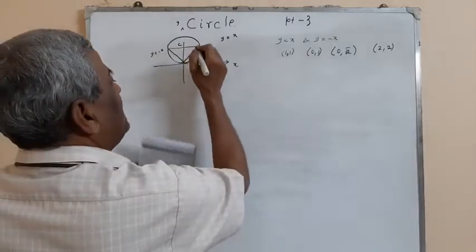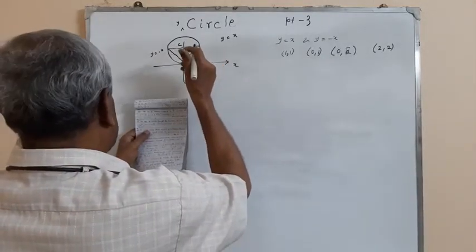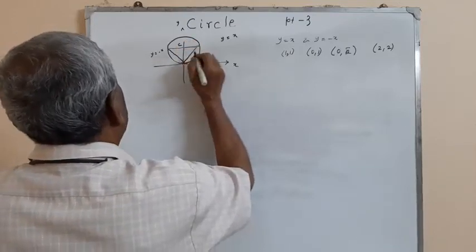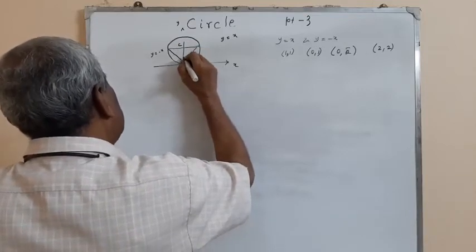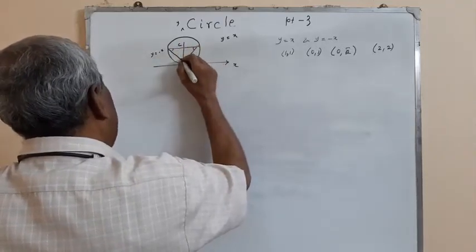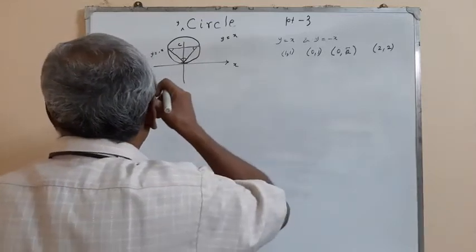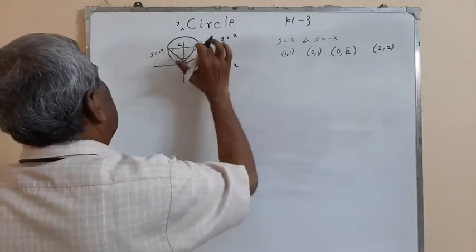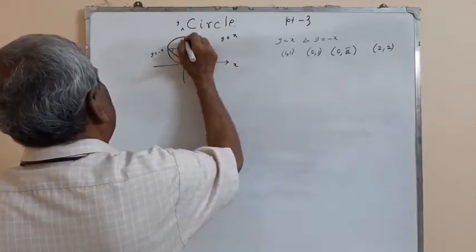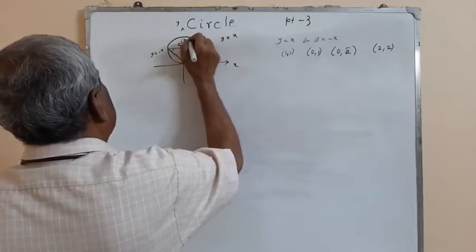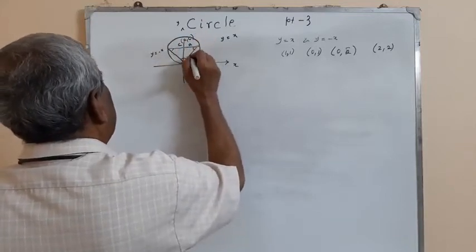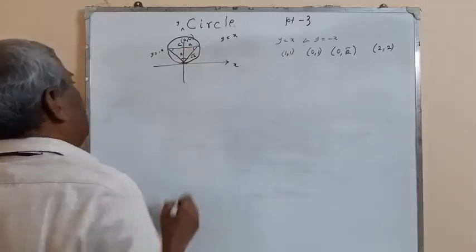Moreover, because this angle is 45 degrees, this is 45 degrees, and this is 90 degrees, therefore this is a diameter. Suppose the coordinate of C is (a, a), where the x coordinate must be 0. So this is a, this is root 2, this is also a.